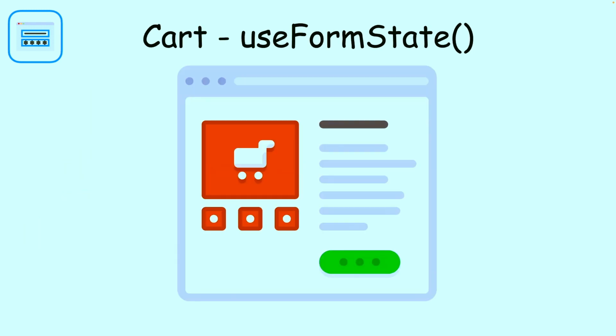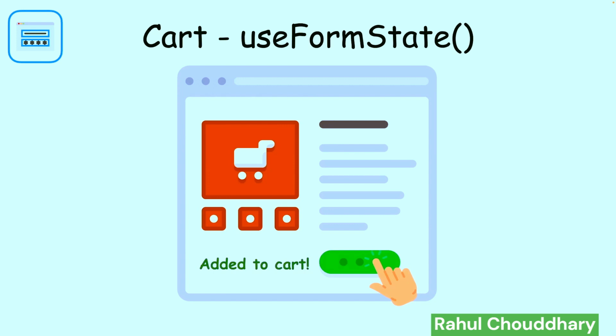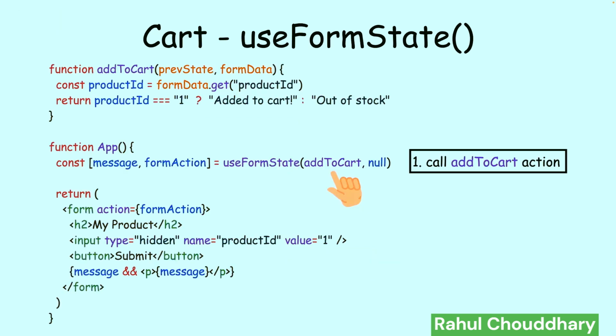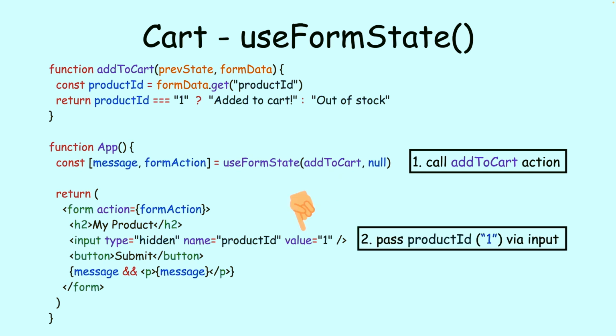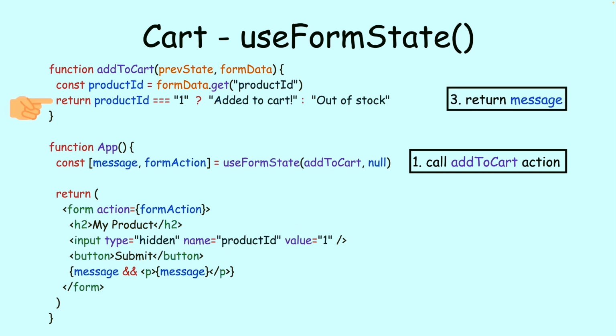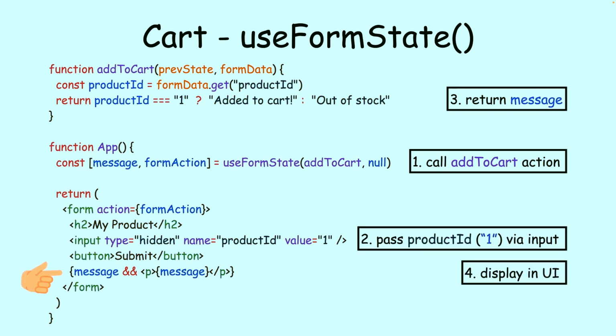A more advanced use case for useFormState is an Add to Cart button for an e-commerce app. To set this up, you pass an Add to Cart action to useFormState. The product ID is on a hidden input, which is passed to form data when the form is submitted. Within the Add to Cart function, you use that ID to check if the product can be added to the cart, and finally return a message to the user telling them whether the operation was successful or not.